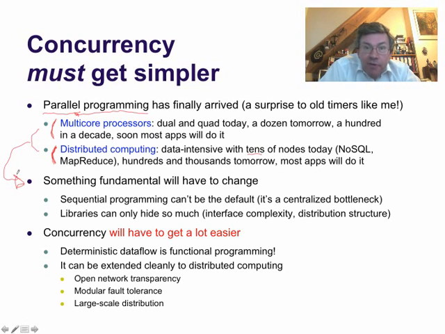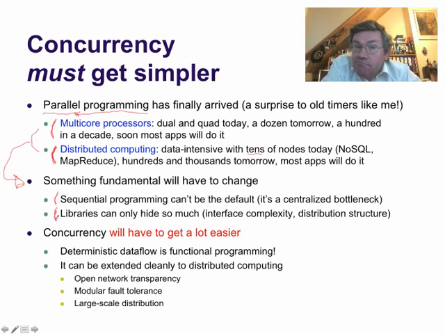So for both of these reasons, they are both very parallel. Therefore, they require concurrent programming ideas to implement. So something has to change with how concurrent programming is done. So we cannot go back to sequential programming being the default. It's a bottleneck. The systems are naturally concurrent.